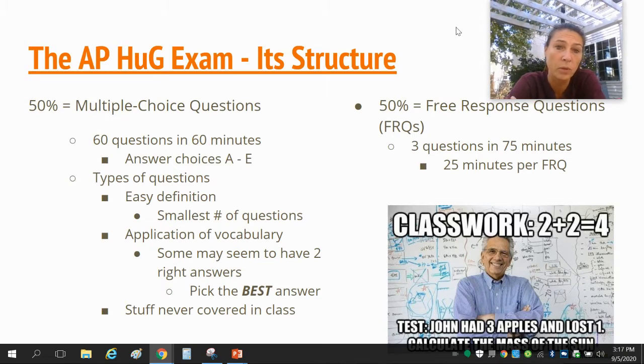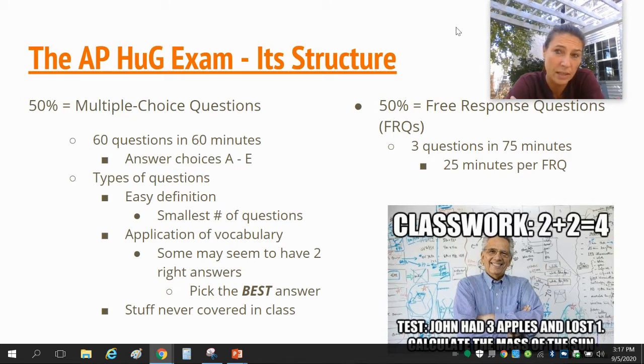The human geo test is made up of two parts. 50% of the test comes from multiple choice questions. There are 60 questions that you will have 60 minutes to answer. It used to be 75 questions for 60 minutes, but they changed it because they added a ton of stimulus. A stimulus is just a picture or a graph or a map or anything that requires you to look at something in order to answer the questions. College Board added a bunch more of those, and they take a little bit longer to answer. So they reduced the amount of questions you have to answer in 60 minutes, but you always had 60 minutes. Your answer choices are A through E.